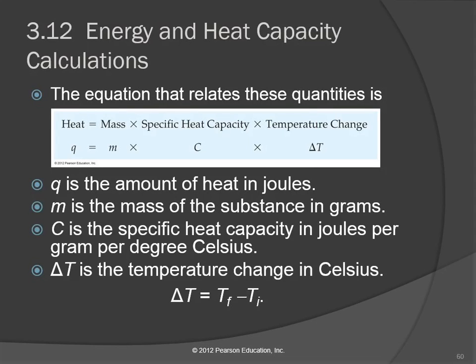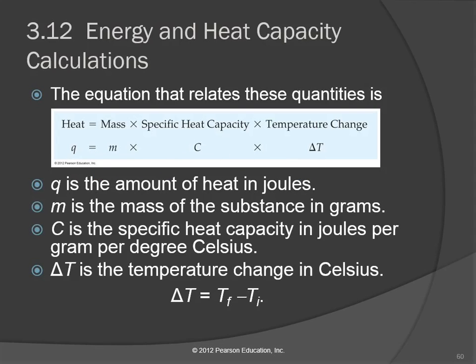New section. We have an equation that relates these quantities: the amount of heat, the mass of the substance, the specific heat capacity of the substance, and the temperature change. So Q equals mc delta T.